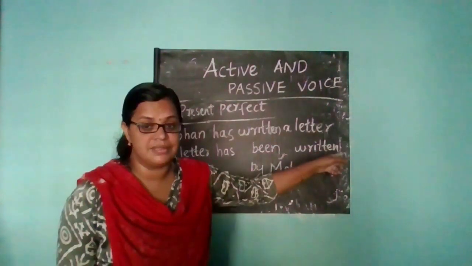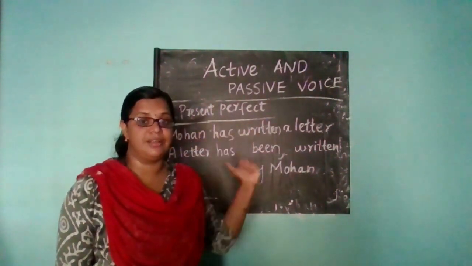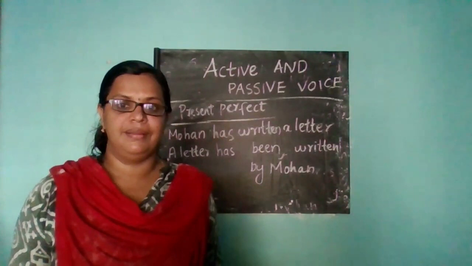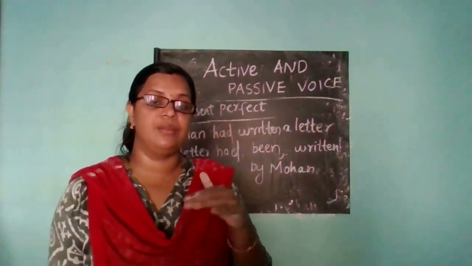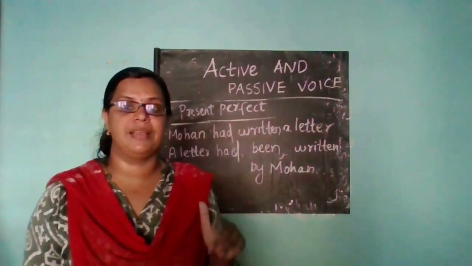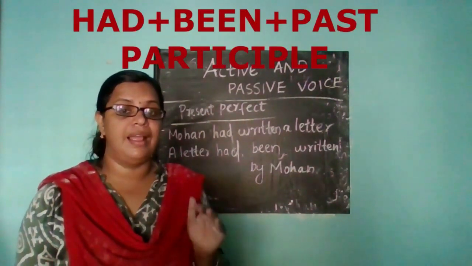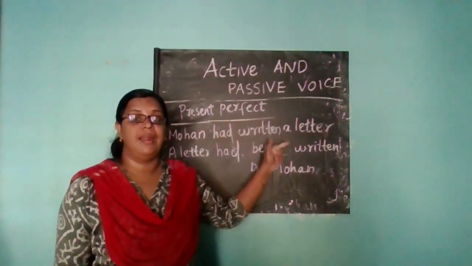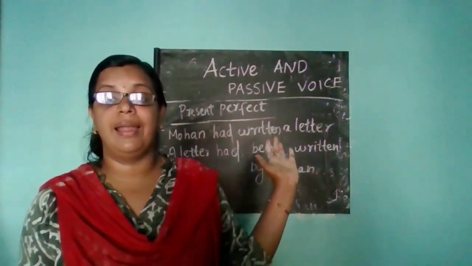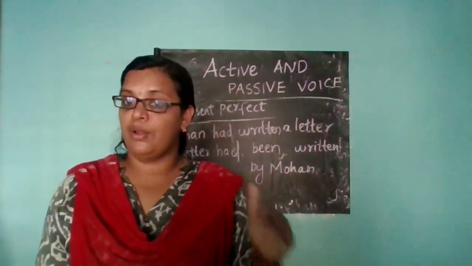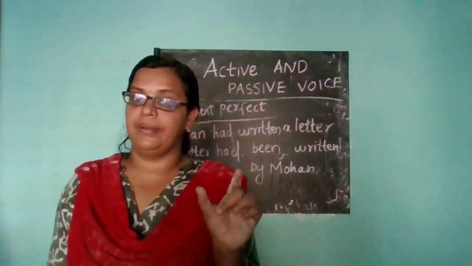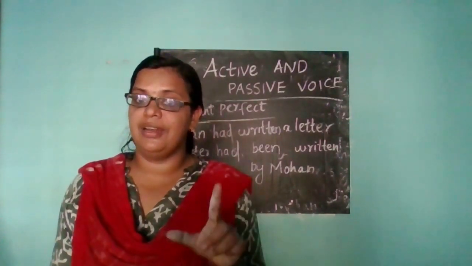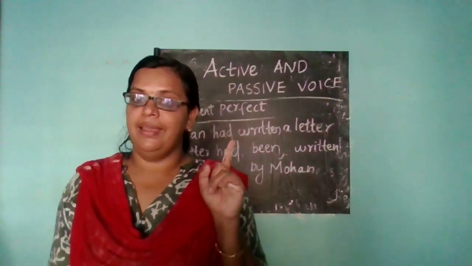If here letters, then how will you write? Letters have been written by Mohan. Clear? If the tense is in past perfect, you can use had plus been plus V3. Okay, see the example. Mohan had written a letter. A letter had been written by Mohan. Don't forget to use that keyword. A letter had been written by Mohan.